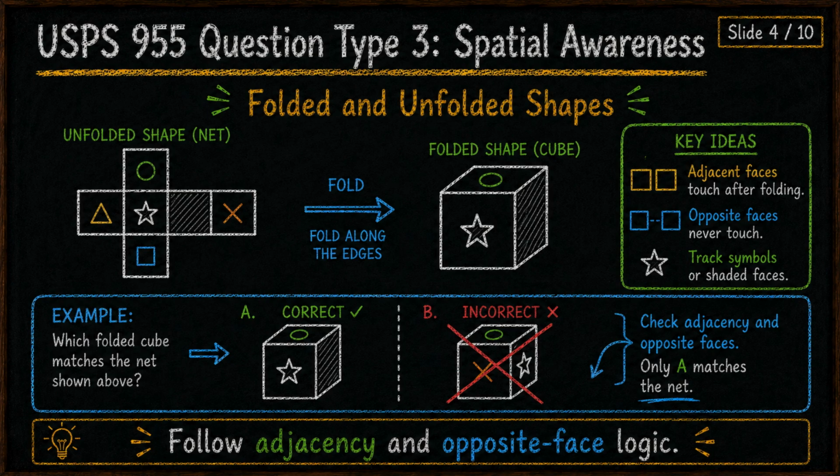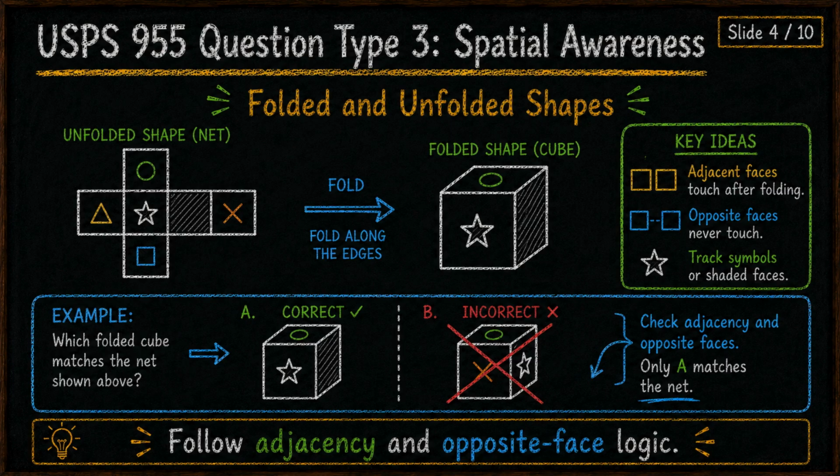The best way to solve a cube net question is to find the center face first. Then ask, which face folds up above it? Which face folds down below it? Which face folds to the left? Which face folds to the right? Which face becomes the face opposite the center?